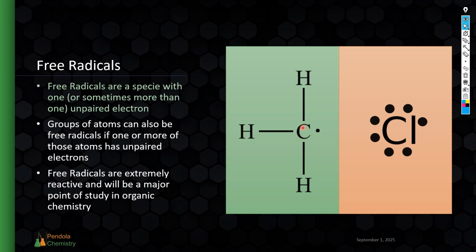And this is going to be an important point to study when we get to organic chemistry in chapter 14. But until then, just know the definition. Free radicals are a species with one or sometimes more than one unpaired electron. Also sometimes defined as a species with an odd number of electrons, meaning that one of them will be unpaired. All right? So know the definition of free radicals for now, and then when we get to organic chemistry later in the year, we'll actually delve into what they do.